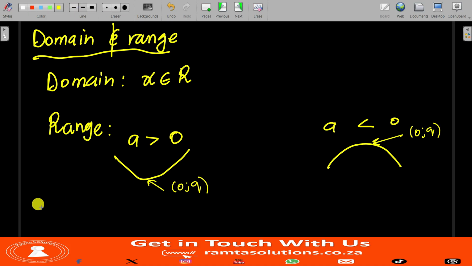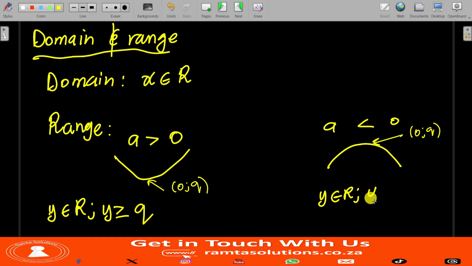So what is the range? It will allow its y values, as you can see. So where do they start? From the bottom, you can say y is an element of real numbers, but it doesn't really take all y values. It takes y values where y is equal to this y value here and above. Now with this one here, we say it can take all y values, but there's a restriction. It takes which ones? When y is equal to q and below. So y is less than or equal to q.